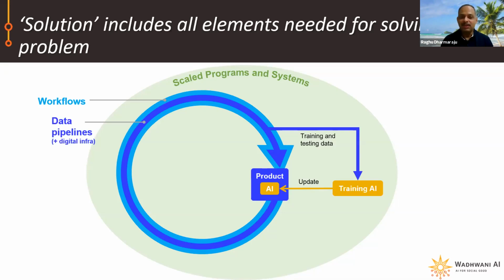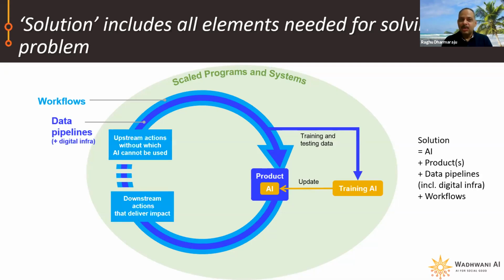But in public health, next slide. The previous one, yeah. We don't have very good closed loop systems at all. In fact, if you are able to connect the upstream actions that are required for AI to actually be used and make sure that the downstream actions actually happen, then we are good. So the way we define AI-based solutions is not just about AI, but the products, the data pipelines, and the workflows together. Next.